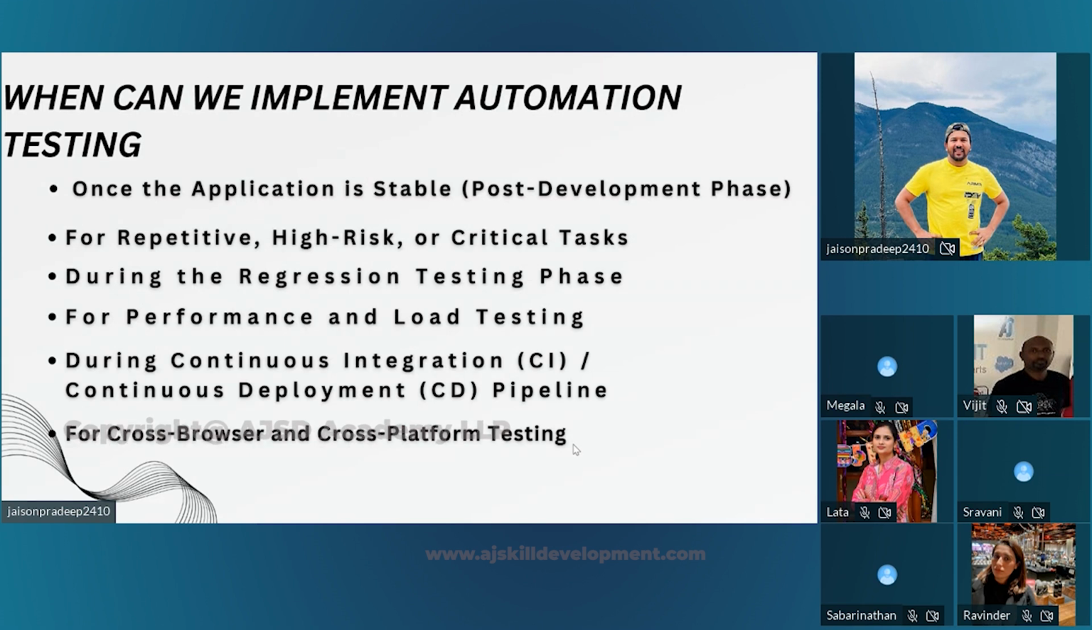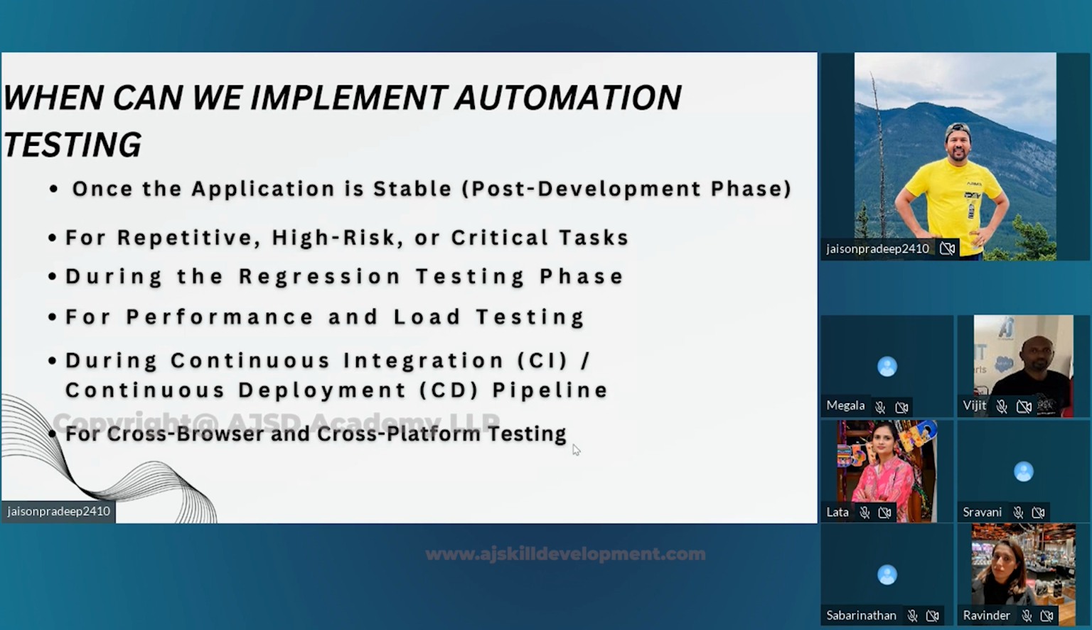And when can we implement it? During the regression testing phase. As I said earlier, regression testing phase means once the code is deployed in the QA org and we find any defect and the development team provides new code, at that time the existing functionality should not break.